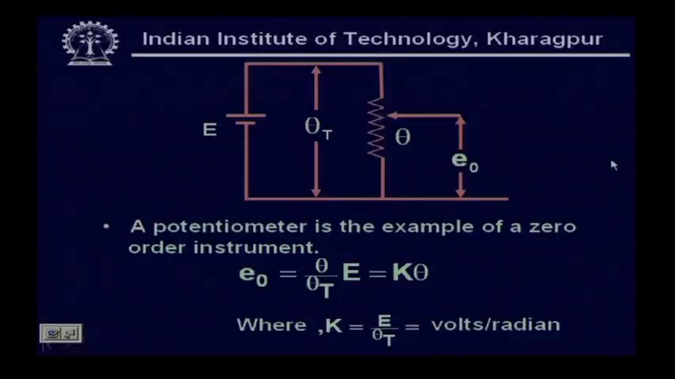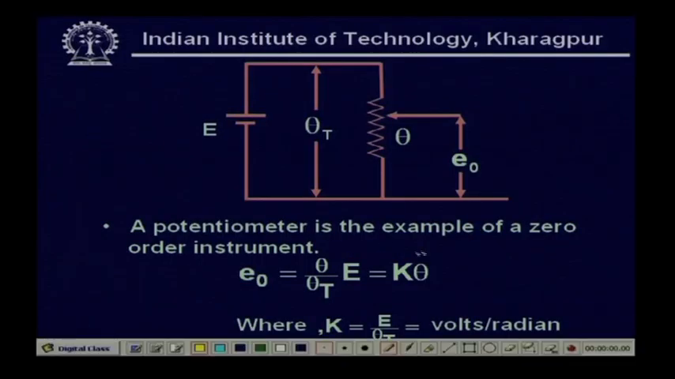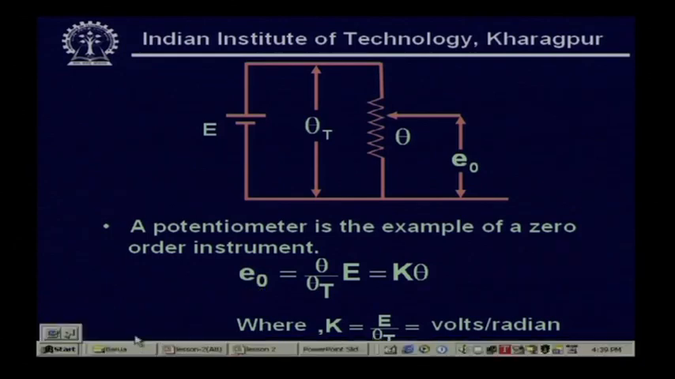You see here that output voltage is directly proportional to theta. So, E is a function of theta, which can be utilized to make a position sensor, and it is a 0 order instrument. So, obviously, there is no phase change or time lag in the input output. Okay.